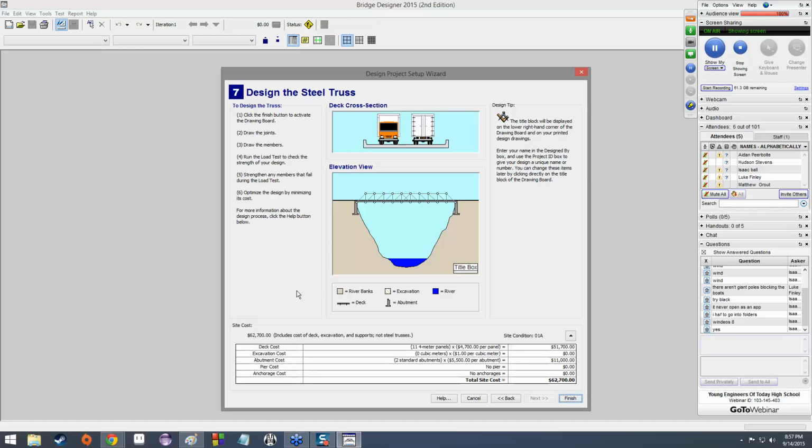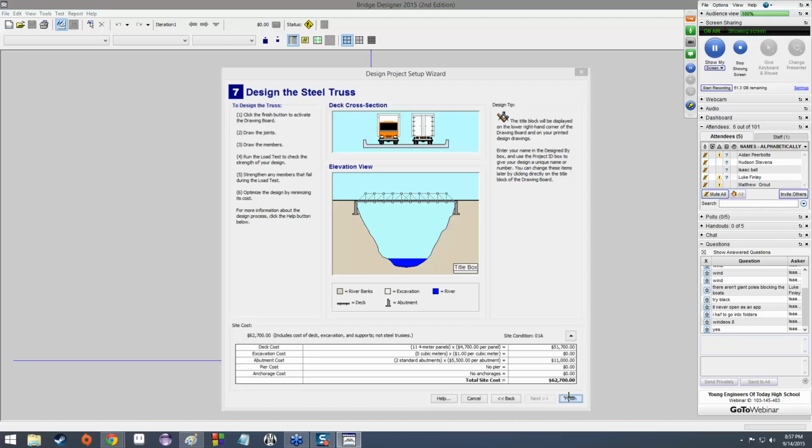So to design the truss, we're going to click on the Finish button to activate the drawing board. We're going to draw the joints, and draw the members, then run the load test, and then strengthen any members that fail during the load test, and optimize the design by minimizing its cost, so on and so forth. Optimize the design, then fix weak spots, then optimize the design, then fix the weak spots, so on and so forth until you have a bridge that's cheap and will not fail.